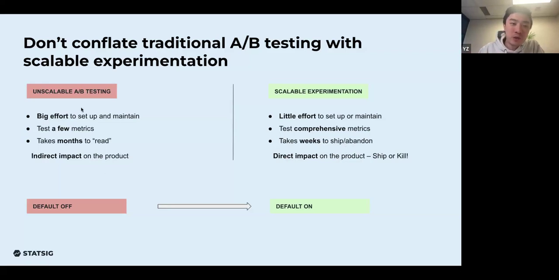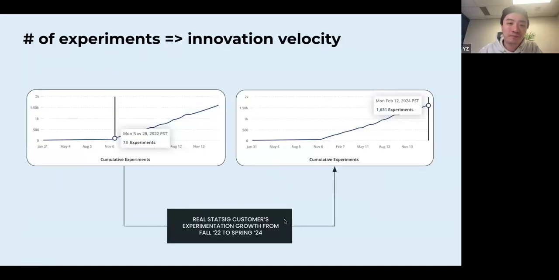And to get from unscalable A/B testing to scalable experimentation, the big paradigm shift is you go from default off to default on. So in unscalable A/B testing, the default is you don't do A/B testing unless people ask you to. In scalable experimentation, the default is you experiment on everything, or you have the option to experiment on everything. Everything is already an experiment. You just choose which one to analyze. So the default is on.